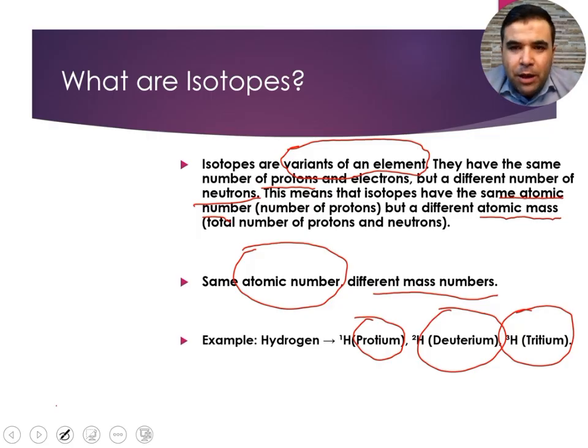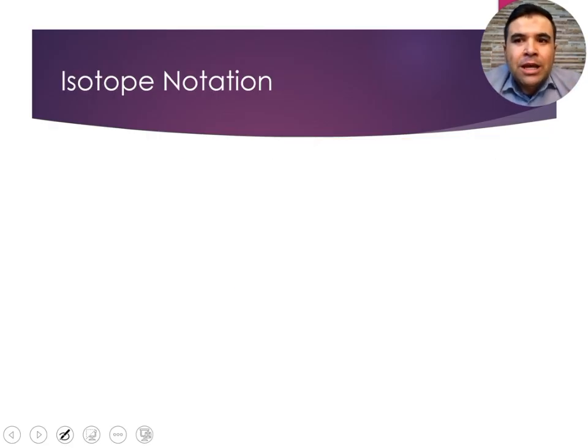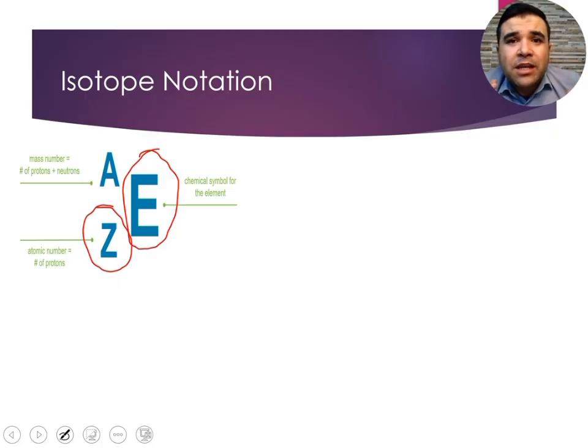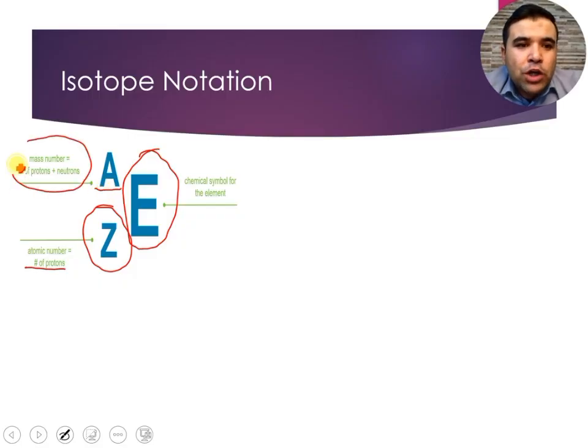We will be talking about the isotope notation. The isotope notation can be represented in the way that an element symbol is written. E represents the element symbol, and then Z, in lowercase, represents the number of protons. The A, in uppercase, represents the mass number, which is the total number of protons plus neutrons, guys.